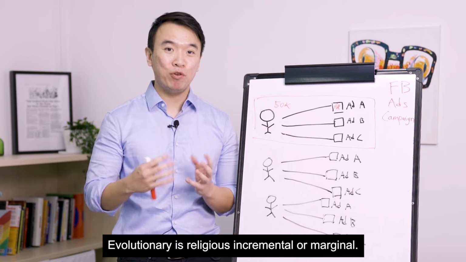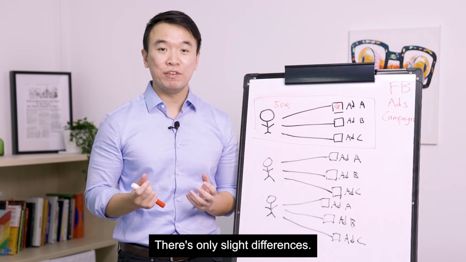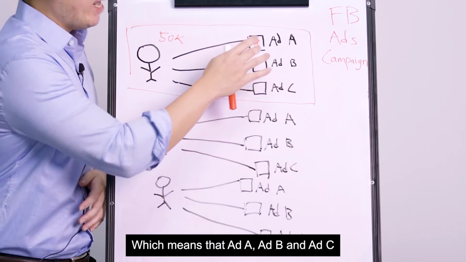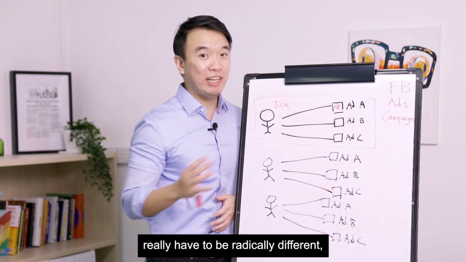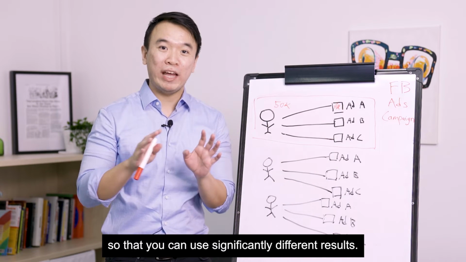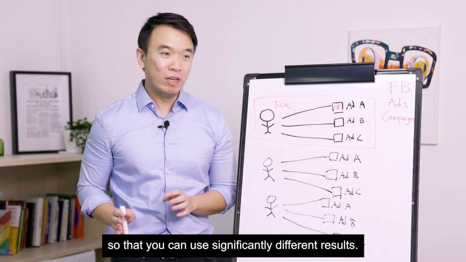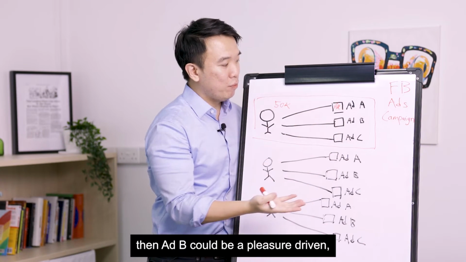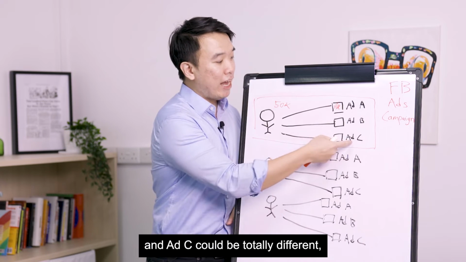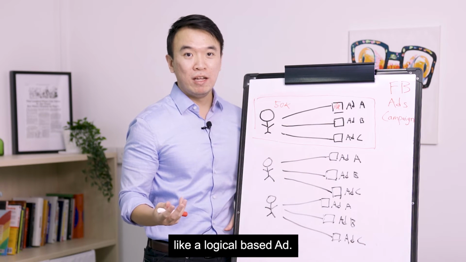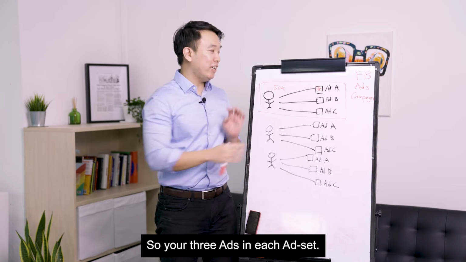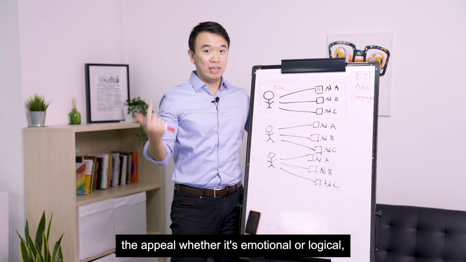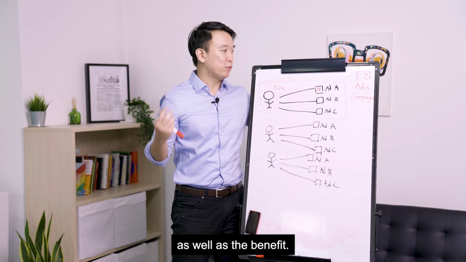Evolutionary is really just incremental or marginal. There's only slight differences. Whereas the ones that we do are revolutionary, which means that ad A, ad B, and ad C really have to be radically different so that you can yield significantly different results. So for example, ad A could be a fear-driven ad, then ad B could be a pleasure-driven, and ad C could be totally different, like a logical-based ad. So your 3 ads in each ad set, in other words, vary in terms of awareness level, the appeal, whether it's emotional or logical, as well as the benefit.